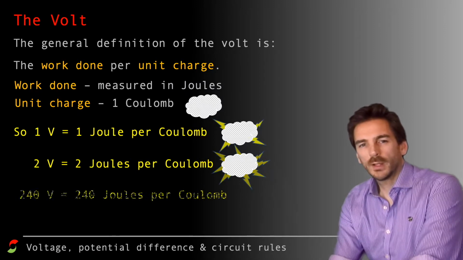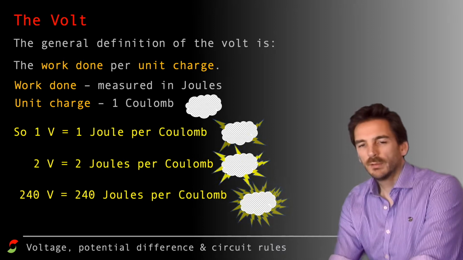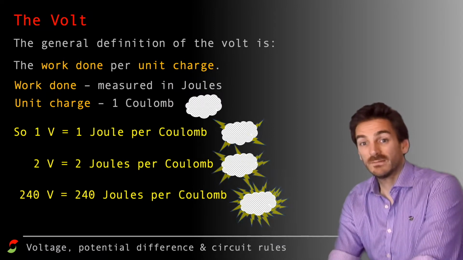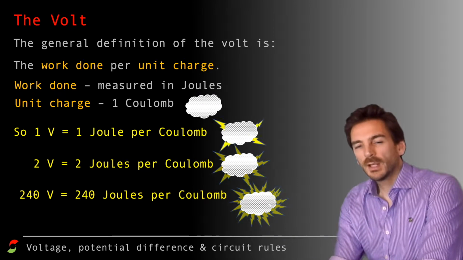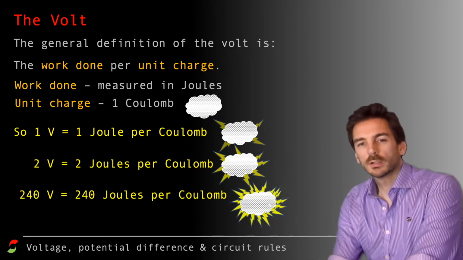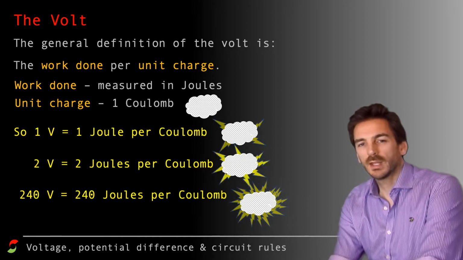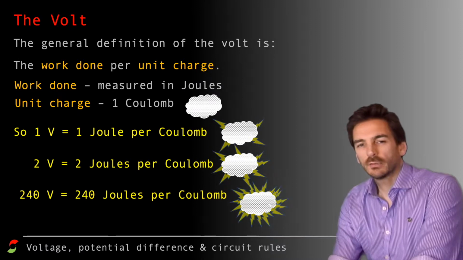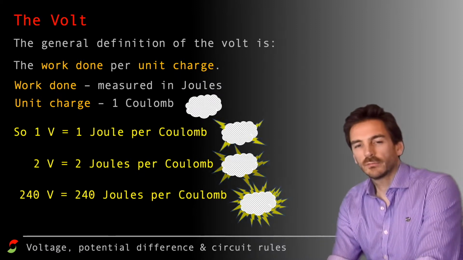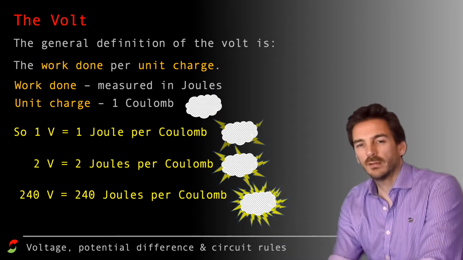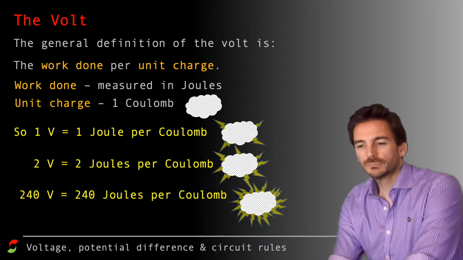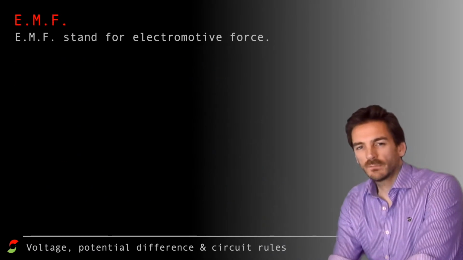If we went all the way up to 240 volts, which is 240 joules per coulomb, it's the same coulomb of charge, but it's got even more electrical energy. That means it can do more work. It can go around a circuit, and those 240 joules of electrical energy can be transferred into other forms of useful energy.